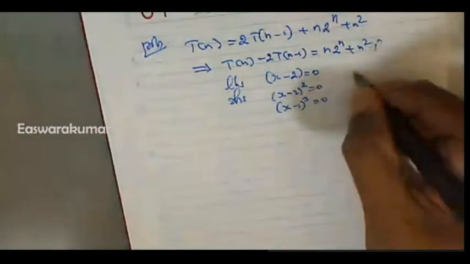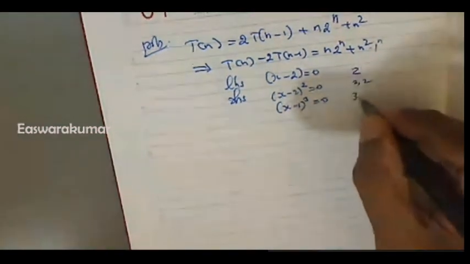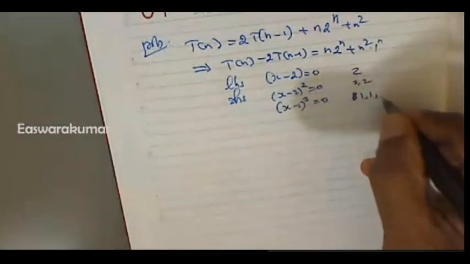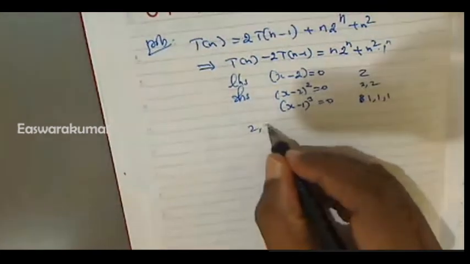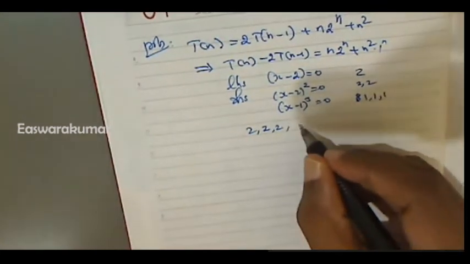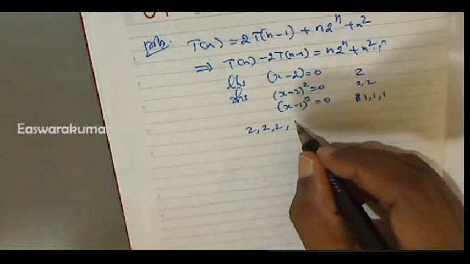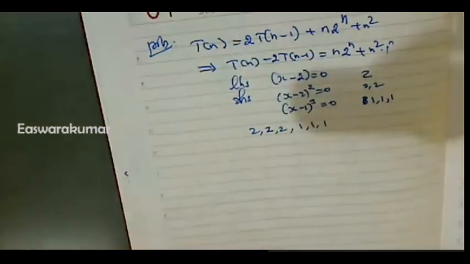So what are the roots? Here 2, here 2, 2, here 3, sorry, 1, 1, 1. So there are 6 roots. First 3 roots are same and next 3 roots are also same. Okay, 2, 2, 2, 1, 1, 1.